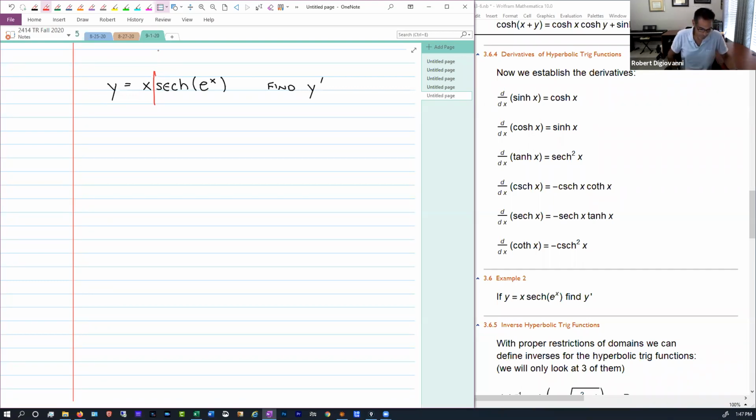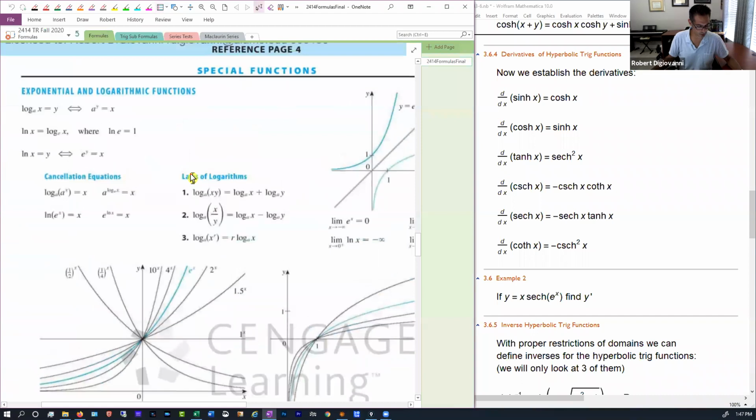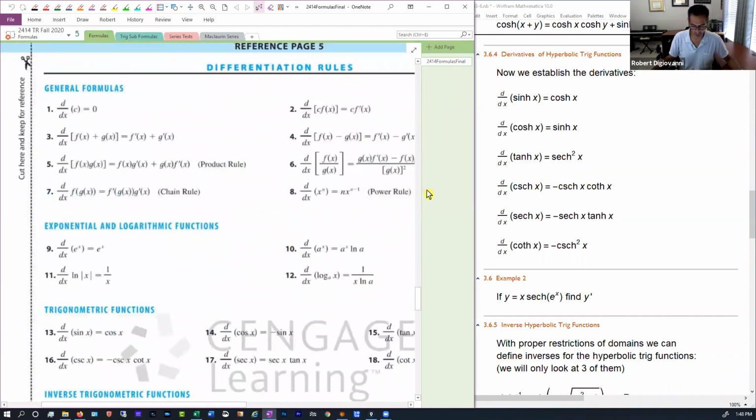But so let's take a little side journey here before we continue with this. I want to go take a look at the formula sheet for derivatives. And I'm going to grab something here and we're going to take a look at it real fast.